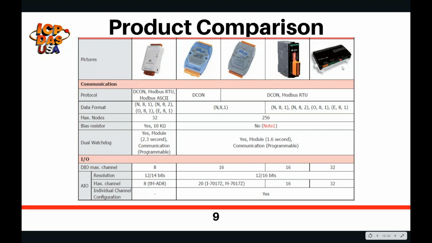So here we just have a brief overview of the data formats they accept. Maximum number of nodes. See, 256 is the technical limit. They all have a dual watchdog, and importantly, you have the max channels, and this is the max channels for the whole series, not individual units. So for most of them, the max number of channels is 16, and then we do have the M6000 series, which is a big old data brick, and that has up to 32 channels.